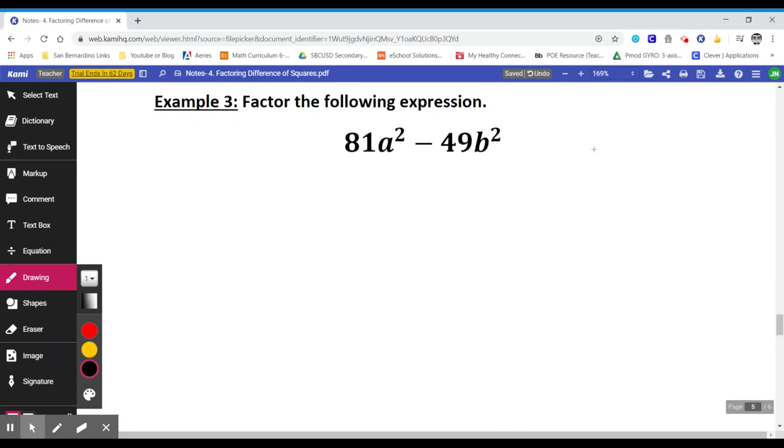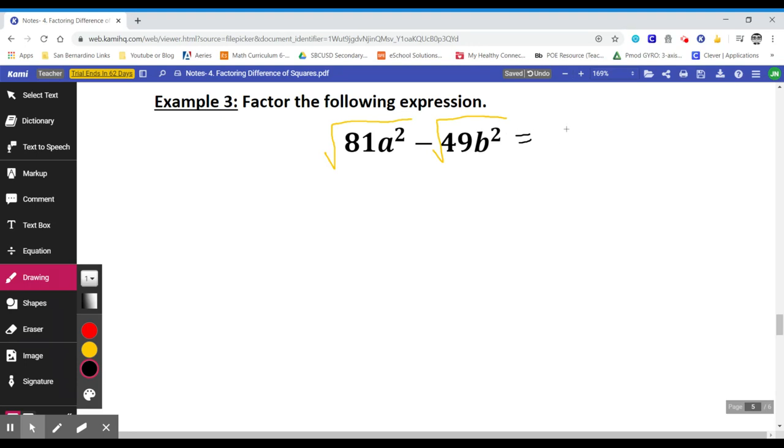This is as hard as it's going to get, by the way. So we have 81a squared minus 49b squared. So as you can see, 81 and 49 are perfect squares. I could actually take the square root of this and get something nice, and I could take the square root of that and get something nice as well. So same thing as the last problem, the square root of 81, since I know my table really, really well.